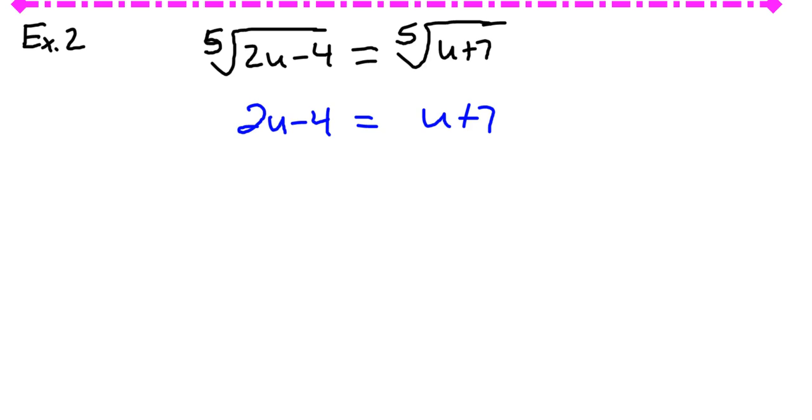Same thing with square roots. If you had 2 square roots on opposite sides, you can just get rid of the square roots. If you change it to fifth roots, it's still the same thing because the 2 inside pieces have to be equal. So from here, we'll subtract the u from both sides. U minus 4 equals 7. Add the 4 back over here, so u would equal 11.